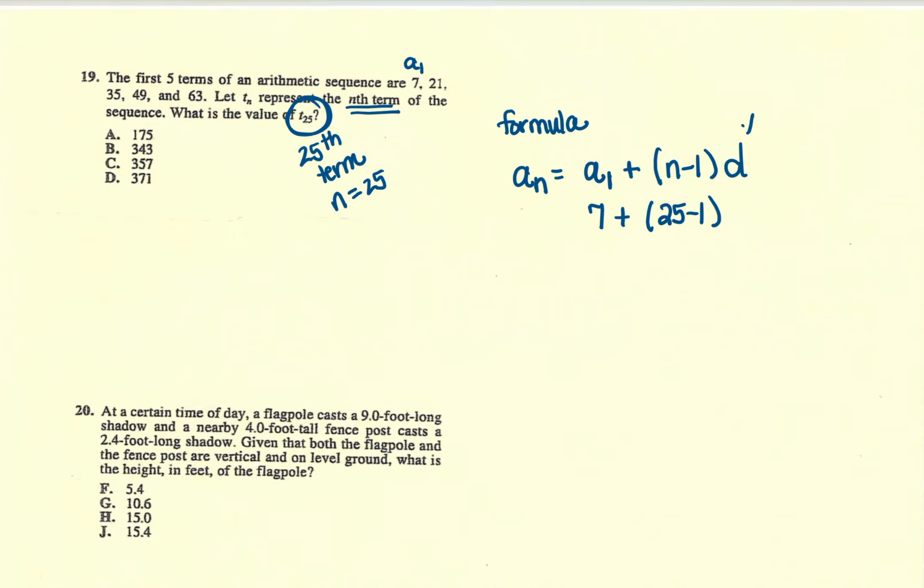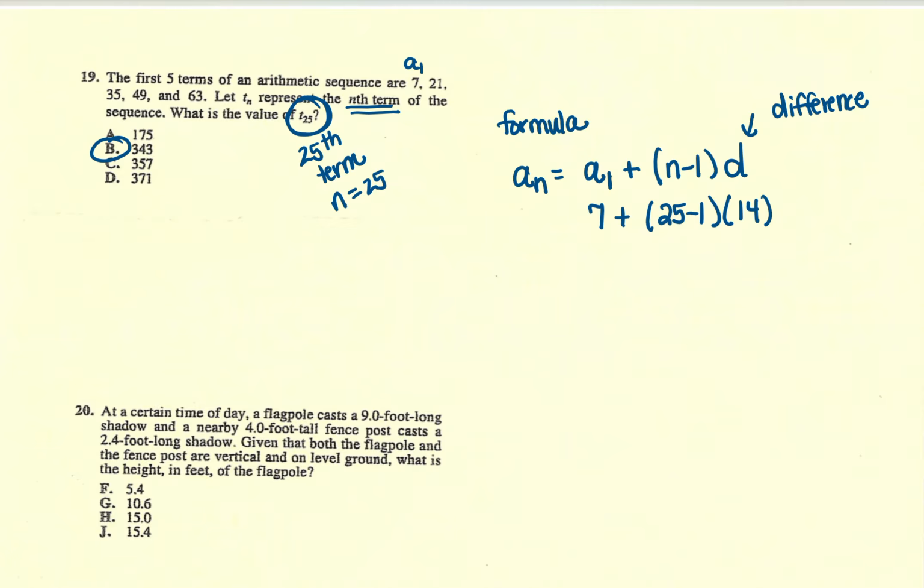And then d is the difference between the terms. And so if I look at these terms, I've got 7 jumps to 21, 21 jumps to 35, 35 jumps to 49. So if you just take the difference of those, that's going to be 14. So there's 14 space or distance between each term. Then you simply just put this in the calculator, and when you do, you get answer B.